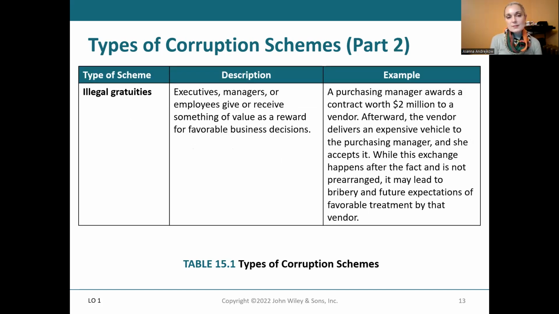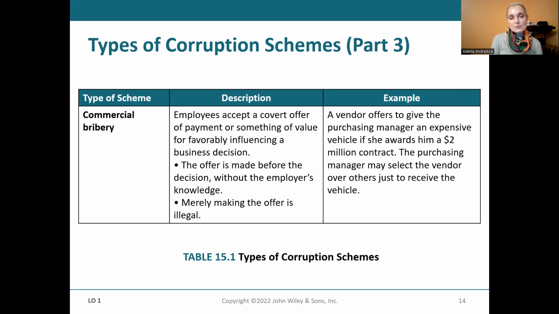Illegal gratuities occur when executives, managers, or employees give or receive something of value as a reward for favorable decision making. The example the text gives is a purchasing manager awards a contract for $2 million to a vendor, and afterward the vendor delivers an expensive vehicle to the purchasing manager.